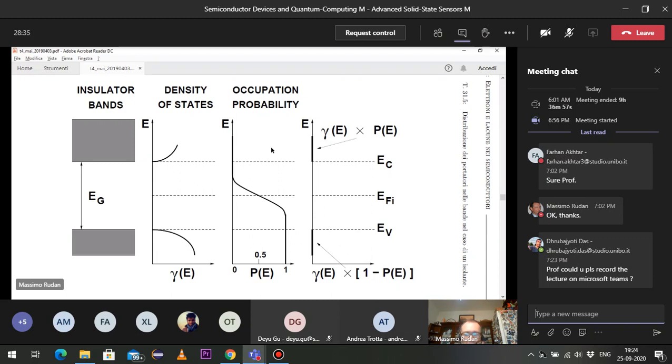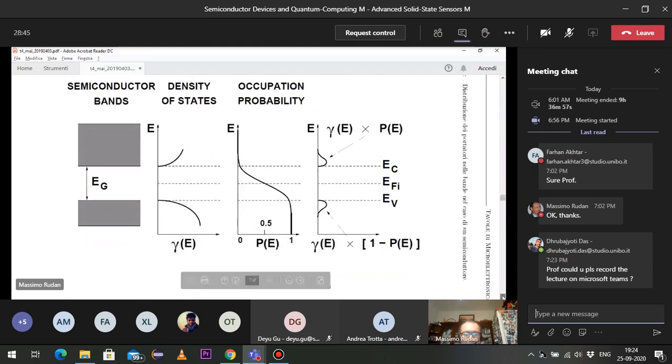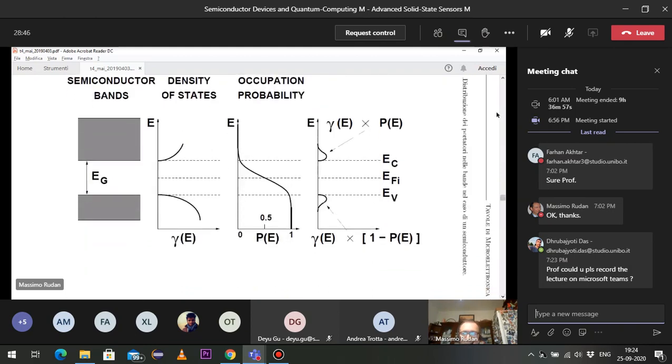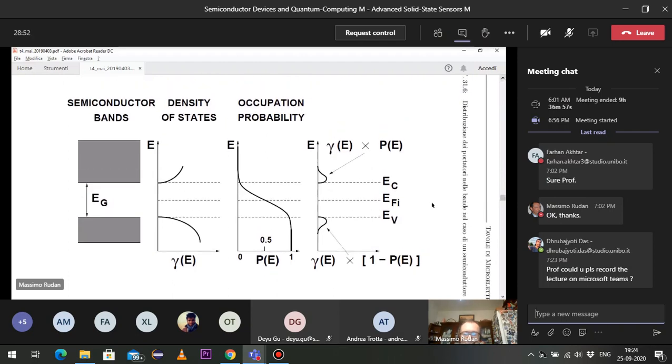So I was saying that if we change the material and we take another material like the one that is shown in this picture here, it is again the same situation. That is, the Fermi energy is at the mid gap, okay? But the extension of the gap is small.